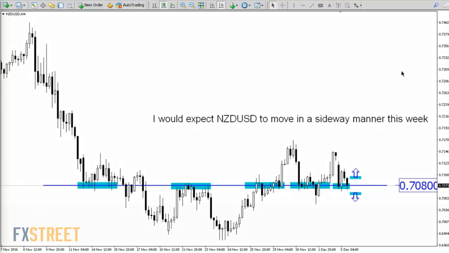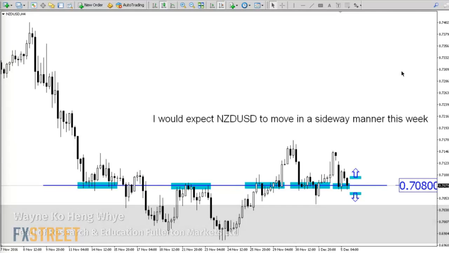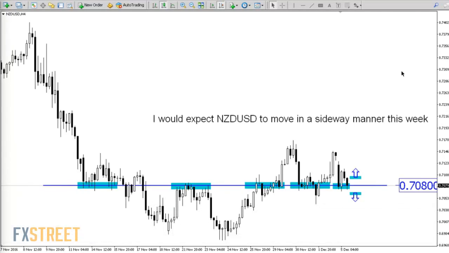So having said that, it means that at this moment I don't see any reason for dollar to strengthen unless there is a further speculation that after December rate hike, the next rate hike will be maybe in the first quarter of 2017. At this moment, that would be one of the reasons that could possibly push dollar stronger.